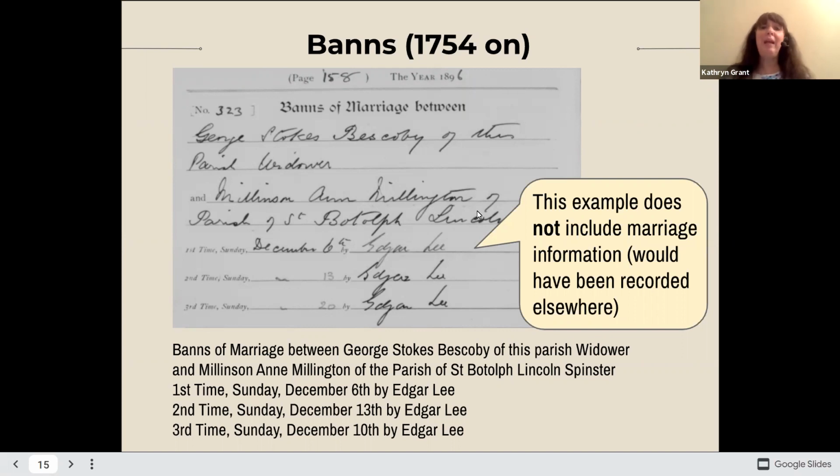So the reason I wanted to point that out again is that banns are not proof of marriage. They're a strong indication that the marriage took place. Most of the time after banns were called, the marriage did take place, but it's not a guarantee. So if the marriage is not indicated on the banns record, in other words, it's not indicated that it was solemnized, then you always want to look for the actual marriage record.